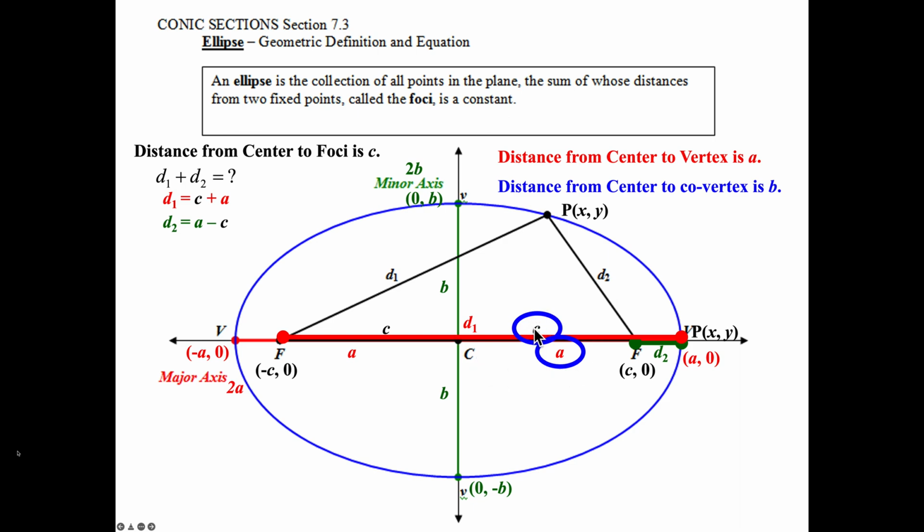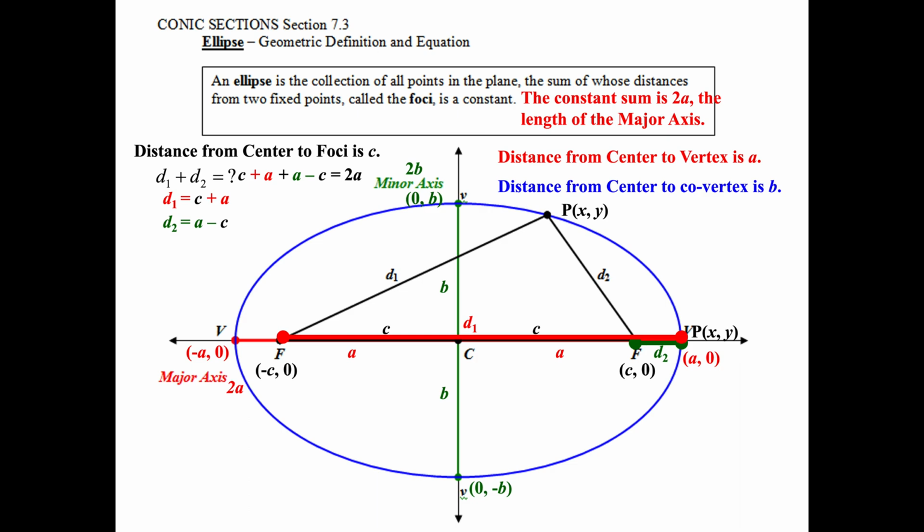The distance of C is from the center to the focus. So you subtract that away from A, you're left with this little chunk right here, D sub 2. So if we add those two together, C plus A minus C, the C's are going to cancel, and your constant sum is 2A, which is the same as the length of the major axis.